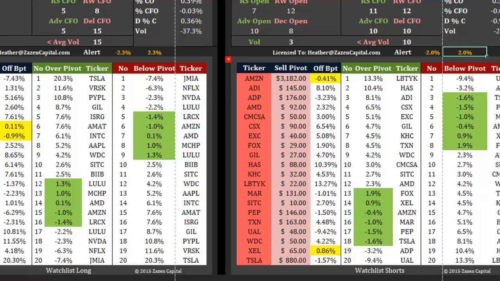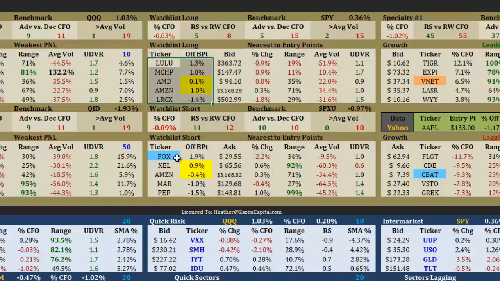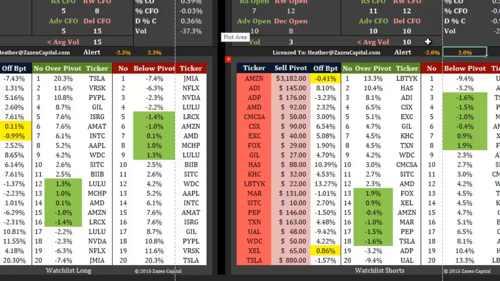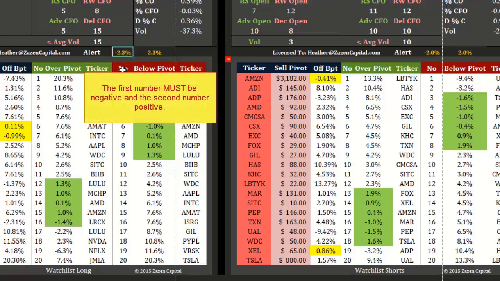If you don't get 5 stocks returned to you in your main Owl dashboard page, here for longs or here for shorts, then bump it up until you get it filled. The main thing you must remember is you have to put the negative number first and the positive number second. That's extremely important, or it will not filter the information correctly and give you the results that you're looking for.